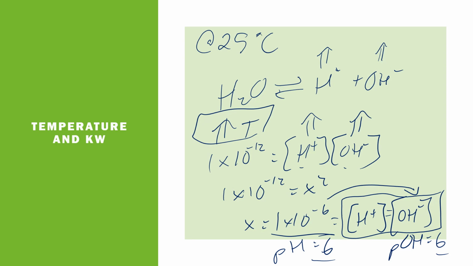Now, the reverse would also be true. If you decrease the temperature, you'll have a smaller value of K, so you'll have smaller concentrations of hydrogen and hydroxide, and your pH and pOH would be larger at a lower temperature, even though it's still neutral.